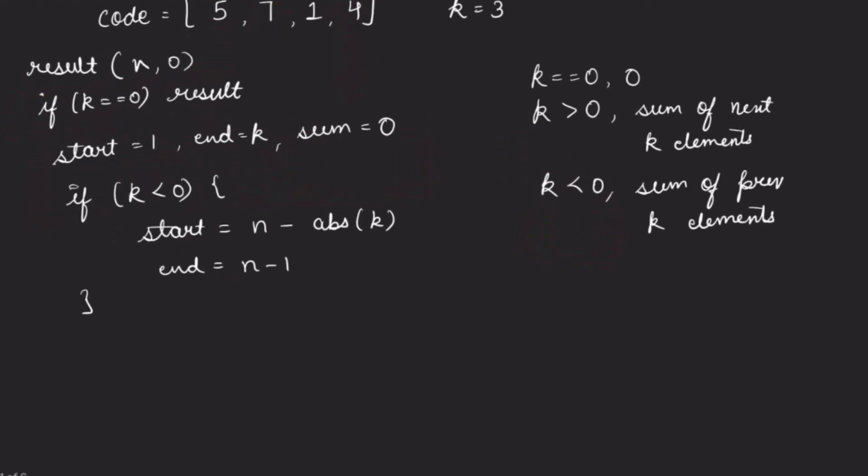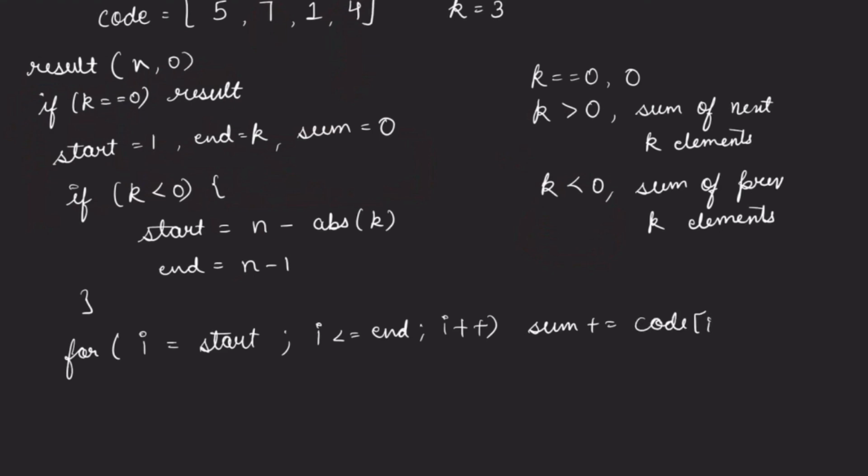Now that we have our start and end accordingly, we will find out the sum for the first element. So we will start a loop, I will start from start and it will go till less than or equal to end, and we'll do I plus plus, and then inside this, in your sum, you will add the ith index of code, right? So with this, you will be able to identify the sum of k elements for the first element, right?